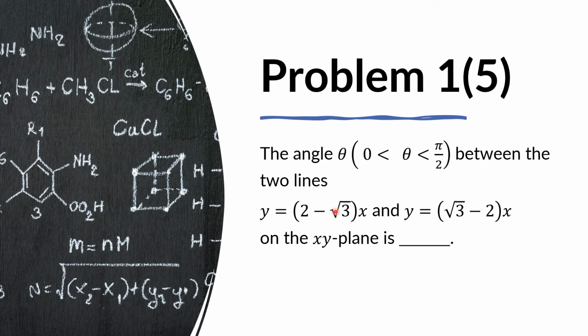The problem reads: the angle theta, where theta is greater than 0 and less than pi over 2, between the two lines y equals (2 minus square root of 3)x and y equals (square root of 3 minus 2)x on the xy plane is blank.